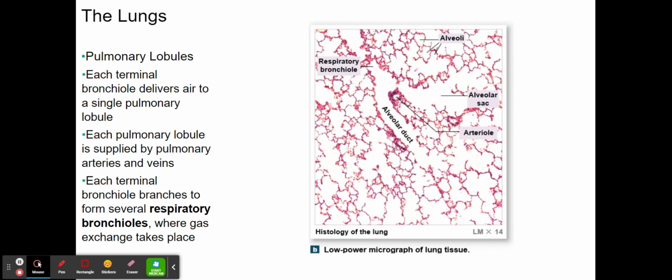A cuboidal epithelium lines the terminal bronchioles and the respiratory bronchioles. There are only scattered cilia and no mucus cells or underlying mucus glands. If particulates or pathogens reach this part of the respiratory tract, there is little to prevent them from damaging the delicate exchange surfaces of the lungs.